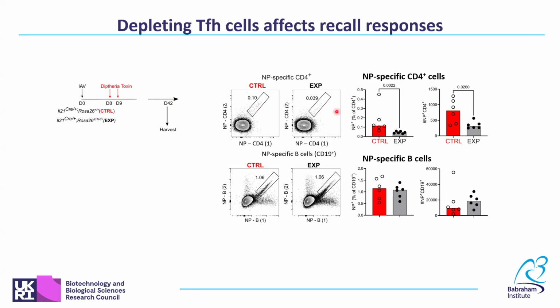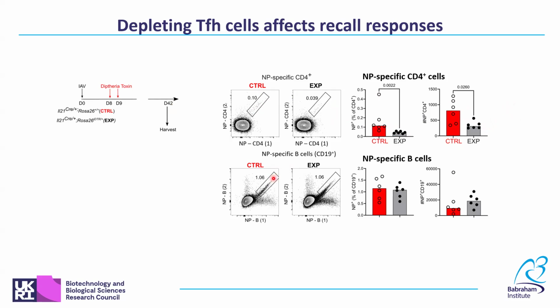And what you can see is that there's a clear reduction in the proportion and the number of MP-specific CD4 cells. So there is a significant reduction in the memory T cells that we believe have come out of this germinal center, because all these cells are fate mapped. And this makes sense because we know that the TFH cell population never gets back to normal numbers after we've depleted at that time point.